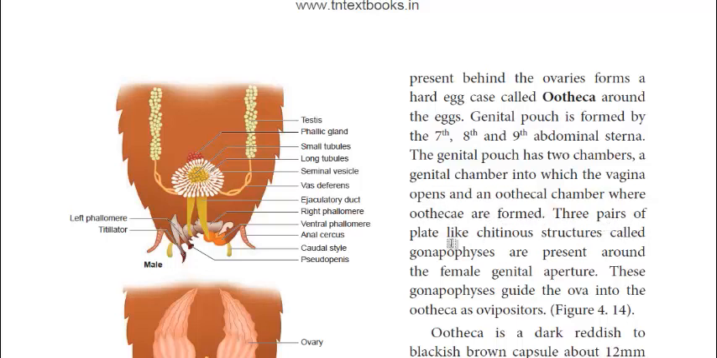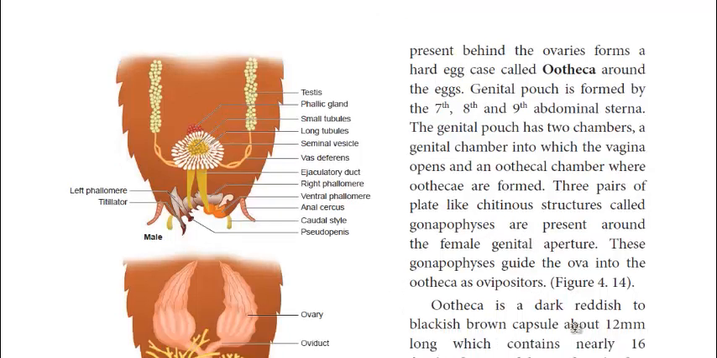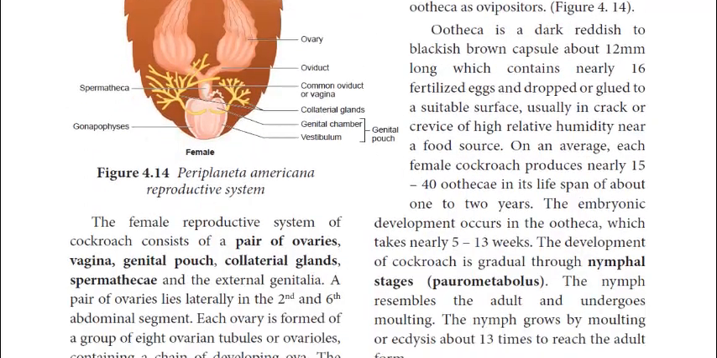3 pairs of plate-like chitinous structures called gonophyses are present around the female genital aperture, and these gonophyses guide the ova into the ootheca like an ovipositor. So at this place, the gonophyses are useful to arrange the ootheca and fix it neatly. When you talk of ootheca, we usually call it the egg, and inside that egg case there are many eggs.